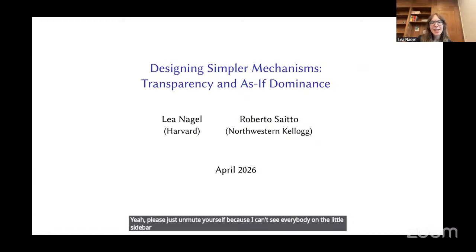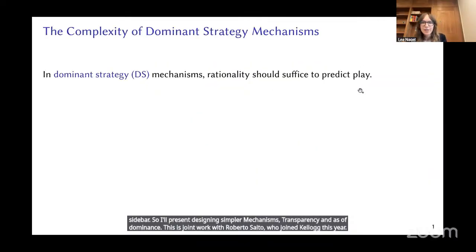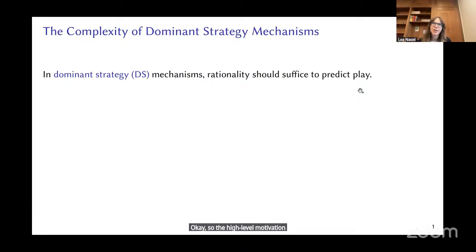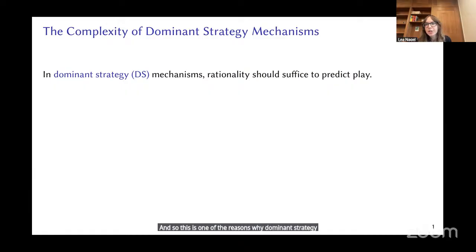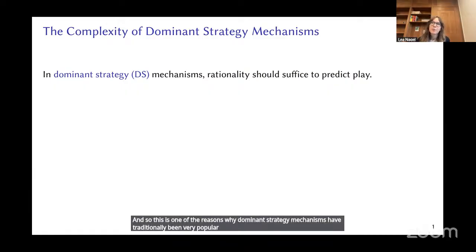So I'll present Designing Simpler Mechanisms: Transparency and As-If Dominance. This is joint work with Roberto Saitto, who joined Kellogg this year. Okay, so the high-level motivation for this project is that for mechanisms that we choose for some practical application to work as intended, it's important that we have some reliable prediction about how people will behave when they're actually interacting with the mechanism. And so this is one of the reasons why dominant strategy mechanisms have traditionally been very popular, because we are able to make a prediction under the assumption of rationality alone, where by rationality, I'm going to mean that agents avoid weakly dominated behaviors.